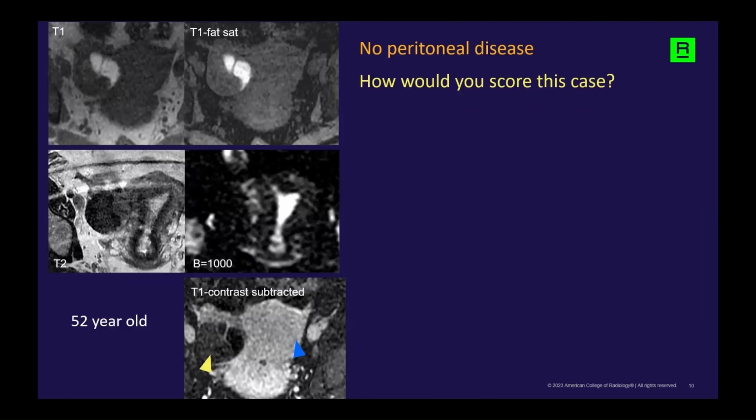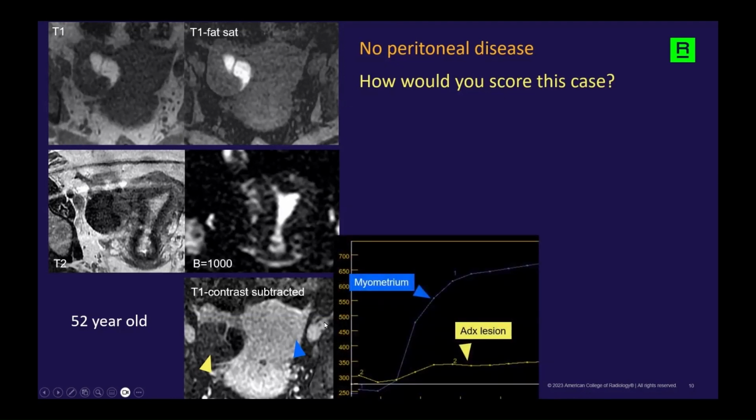So this case, I already tell you no peritoneal disease. And I don't tell you anything else, except for the age, 52-year-old. And then you have a T1 here, a T1 fat sat, a T2, a high B value, and a post-contrast image. And I guess one of my first questions to you is, before you even tell me what the score is, is there enhancing tissue here? This is a subtracted image. I still think it's a little hard to tell, is that really enhancing or not?